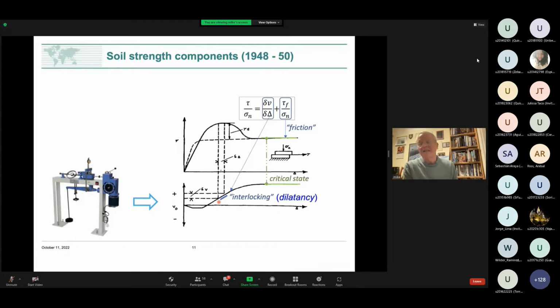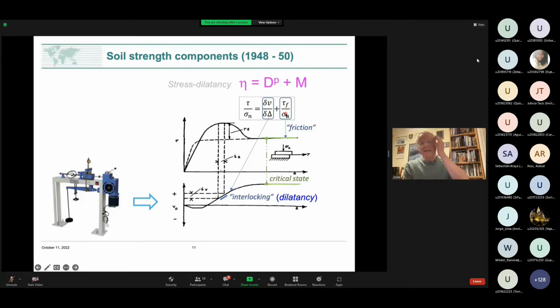Today we call that dilatancy, but the idea was that the rate of volume change as you deform the soil actually did work, and that work needed to be added in. So in those days, for a shear box, they wrote these ideas as tau over sigma n, or mobilized friction ratio, is the rate of change of volume with displacement plus the true friction.